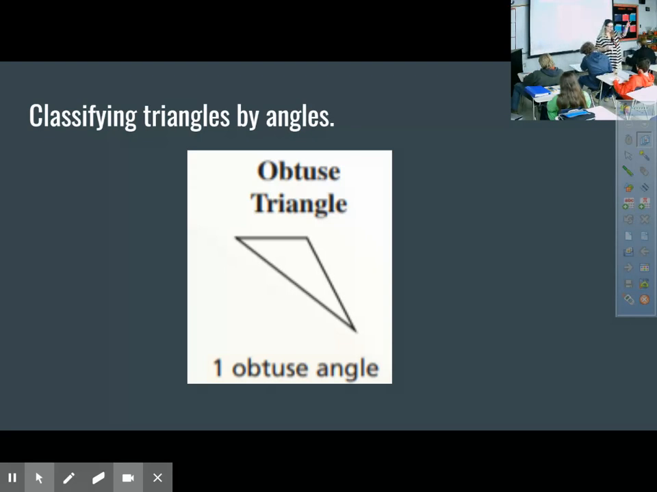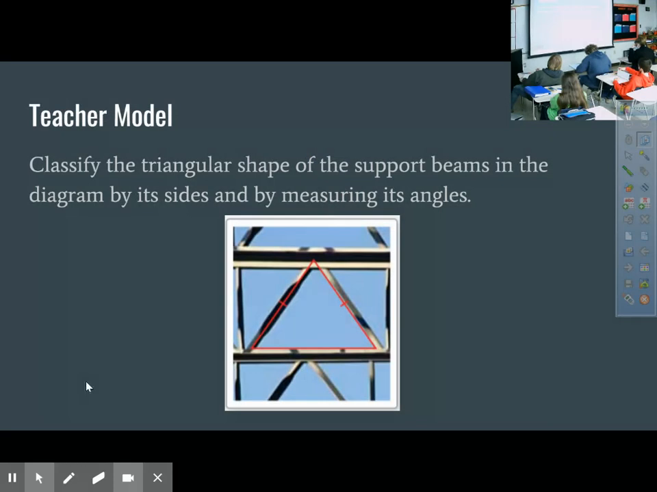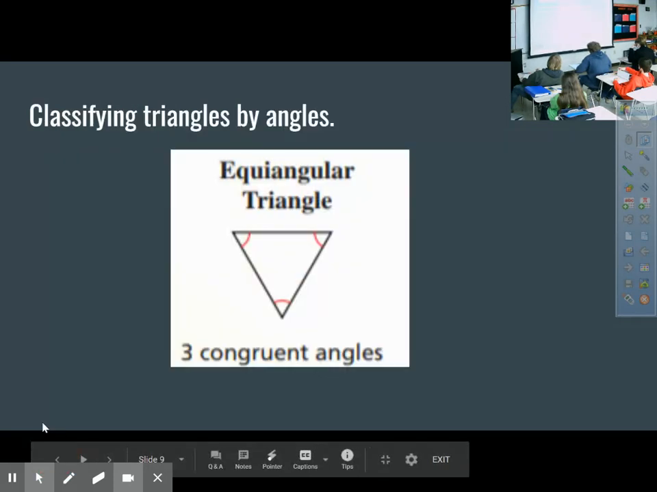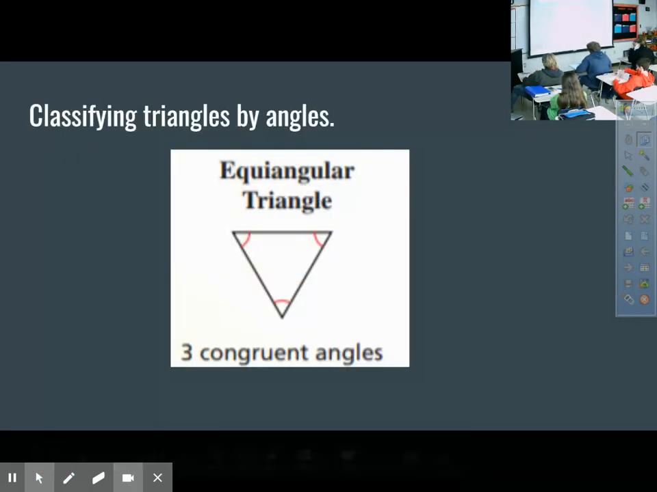So the two at the top are acute. The one bottom left is right. The one bottom right is obtuse. And then there's one more. I don't know why it always skips it. Equiangular. Equilateral means equal sides. Equiangular means equal angles. And equiangular has 3 congruent angles.